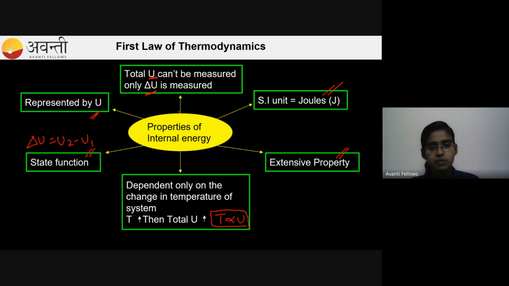That change is measured using calorimeters. A bomb calorimeter we are having, a coffee cup calorimeter we are having. So mainly we will get the change in internal energy value from the bomb calorimeter. Those are the instruments which are used to calculate the corresponding terms. So these are the 6 properties of internal energy.